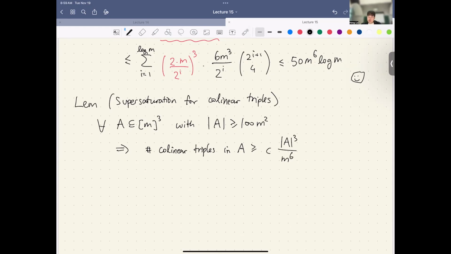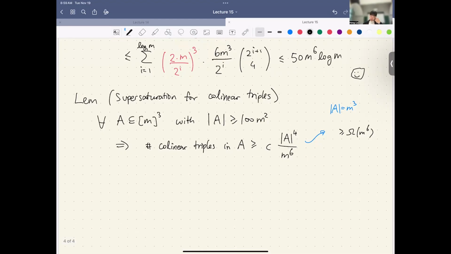So this is quite tight, because if you let A be everything, what's this bound? A cubed, sorry, A to the 4, will be m to the 12 over m^6. So you will get at least some m^6 collinear triples. This is optimal. Actually, the number of collinear triples in the whole cube is roughly m to the 6. So this is the supersaturation.